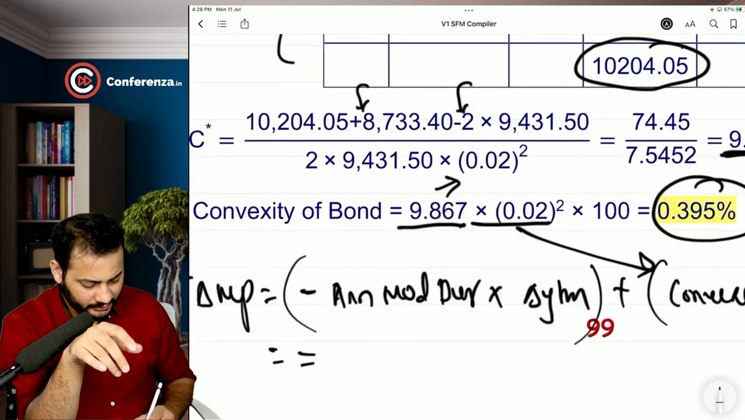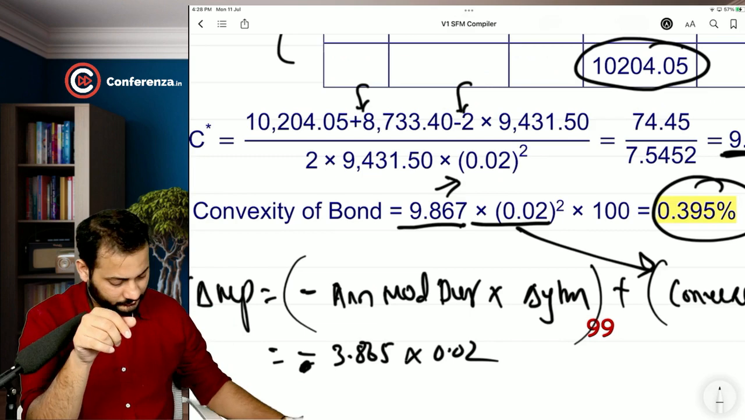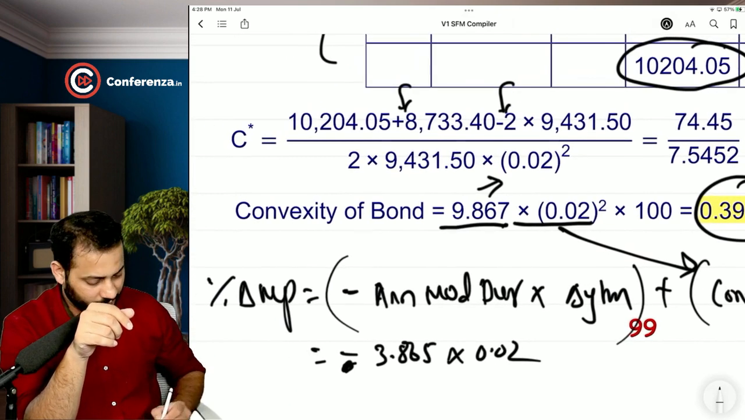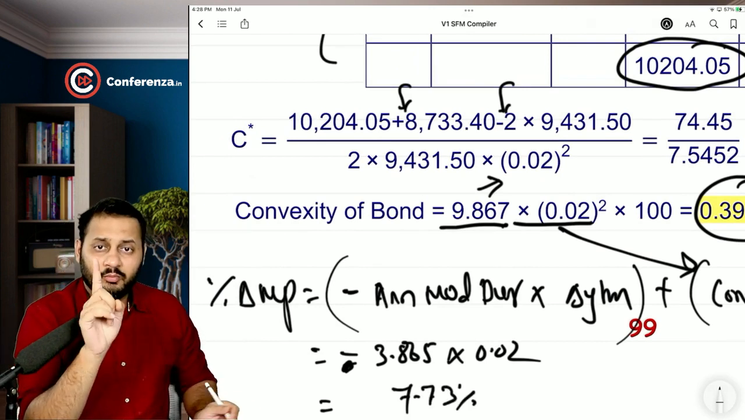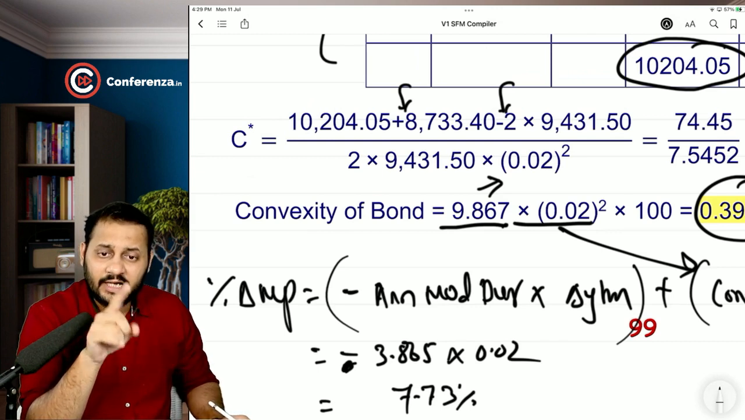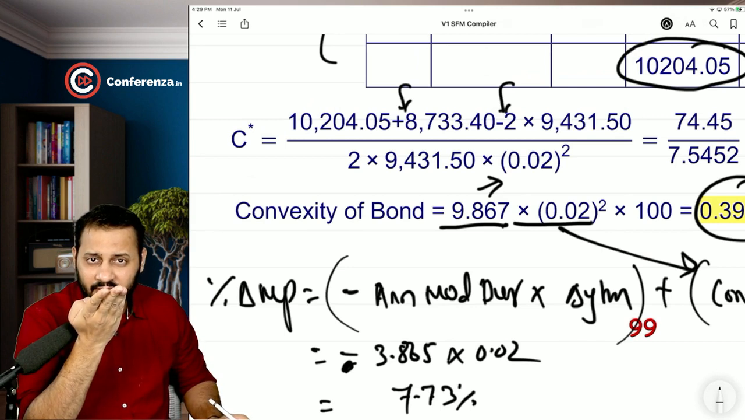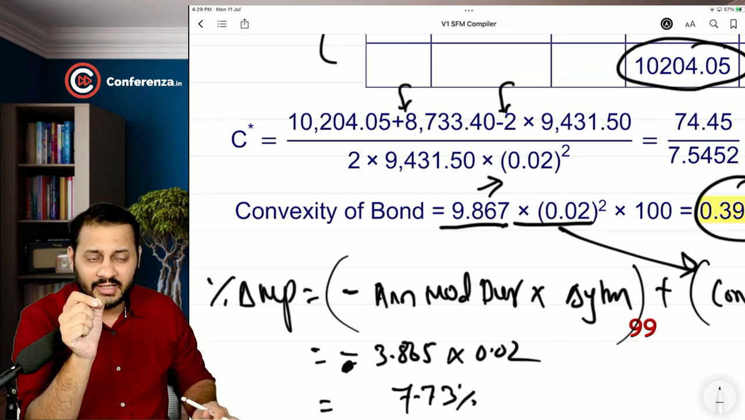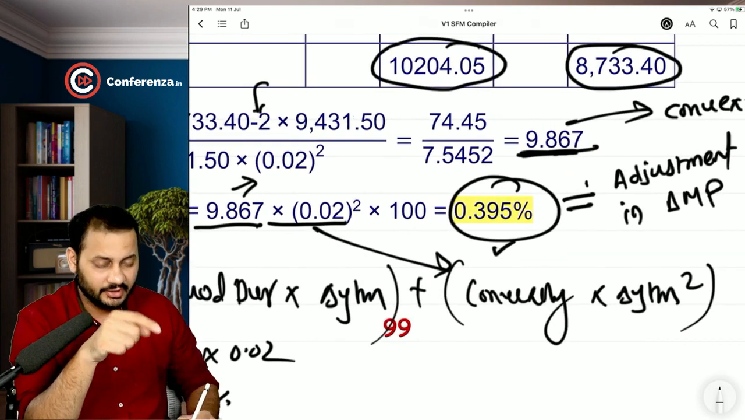So if we go with this, 3.865 into 0.02 change in YTM, the answer would have been 7.73%. Now understand, modified duration, or volatility, is saying that with a 2% increase in the YTM, market price should fall by 7.73%. But in reality, this 7.73% should be adjusted with 0.395%.